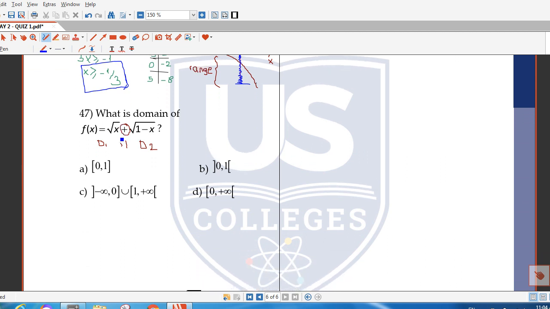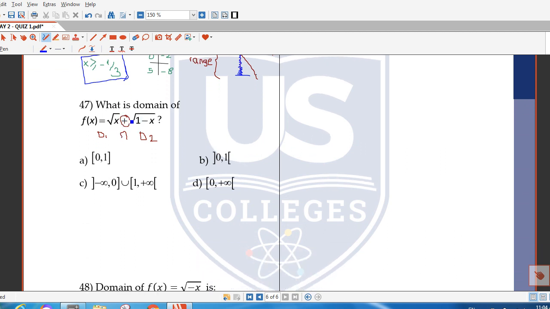Question 47, there is a sum of two functions, and our question is about finding the domain. To find the domain of two functions which are attached by plus or minus, the logic is to find the domain of the first function, the domain of the second function, and the intersection region will be the domain of the function given in the question. Domain 1 is finding the domain of root of x. For the domain of root of x, the inside should be greater than or equal to 0.